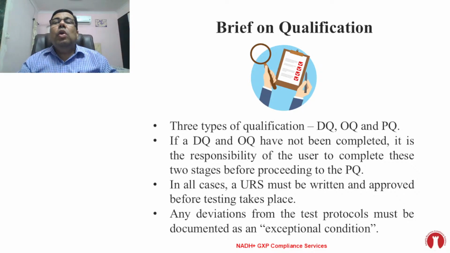So, brief on qualification. WHO expects three stages of qualification, basically DQ, OQ and PQ. If DQ and OQ have not been completed, it is the responsibility of the user to complete these two stages before proceeding to the PQ. In all cases, URS must be written and approved before testing takes place. Any deviation from the test protocols must be documented as exceptional conditions. So the very important thing is there are three types of qualifications: DQ, OQ and PQ.